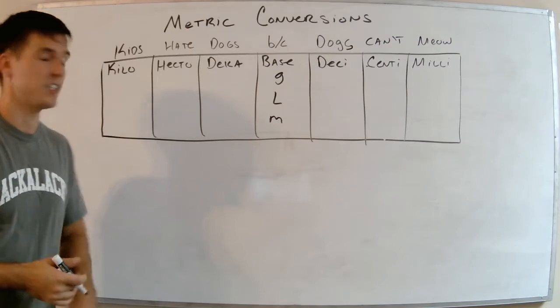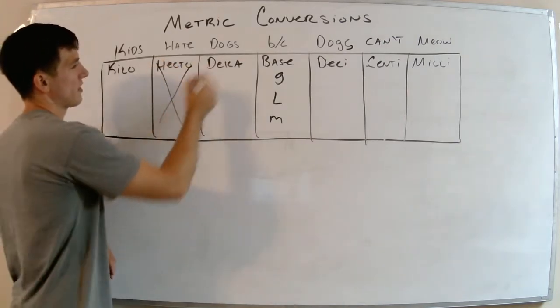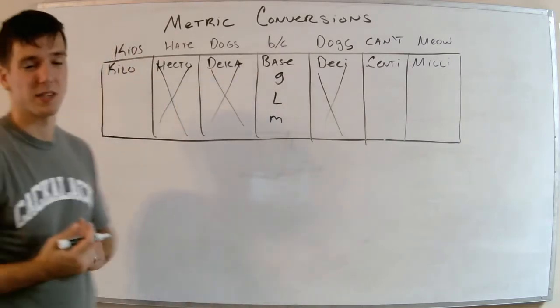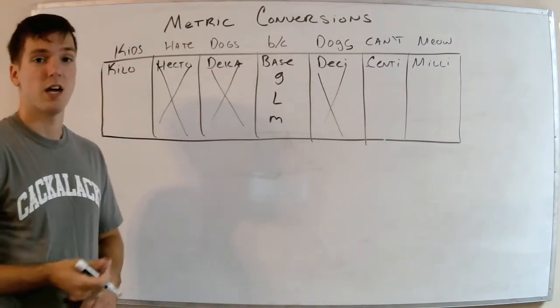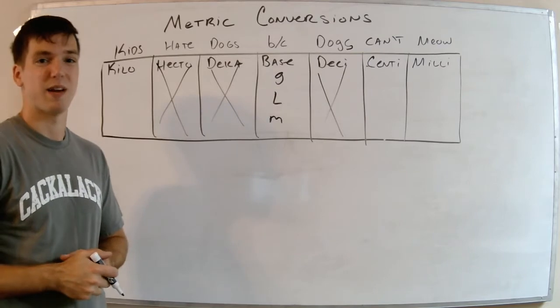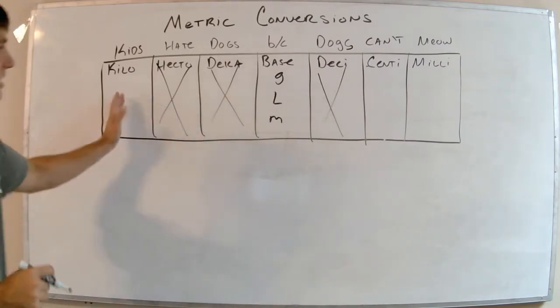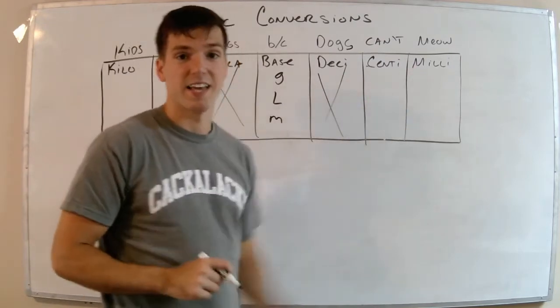And luckily, you'll never see hecto, you'll never see deca, and you rarely see deci. So mainly we're going to be doing things like going from kilograms to grams, liters to milliliters. Okay, you might see a centimeter to meter conversion here and there. So we're only focusing on kilo, base, centi, and milli.